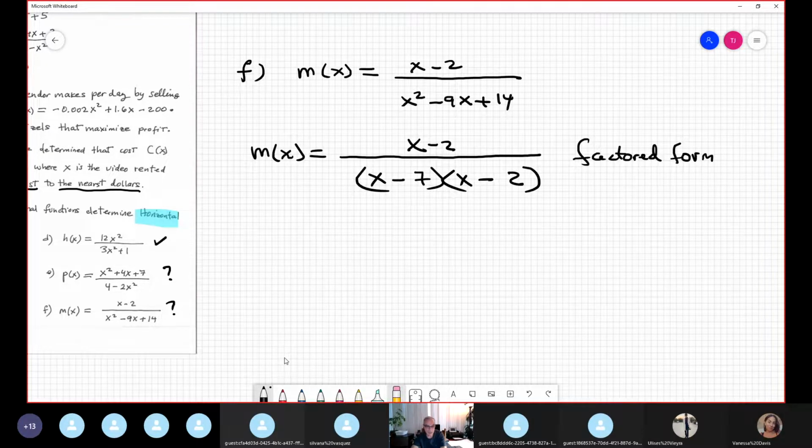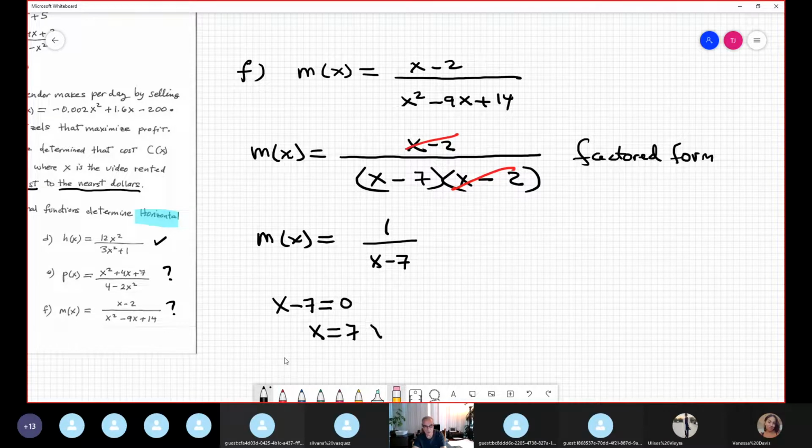Wow, look at that. The factor x minus 2 is cancelled. Therefore, my expression now, m of x, is equal to 1, because there's nothing in the top, divided by x minus 7. The factor that stays alive in the bottom represents the vertical asymptote. So we have a vertical asymptote at x minus 7 equals 0. X equals 7 is our vertical asymptote. And what about 2, professor? No, 2 is a hole, because the factor gets cancelled, so it is a hole.